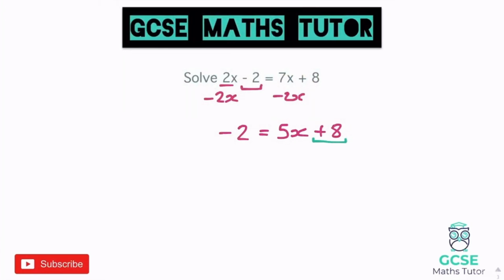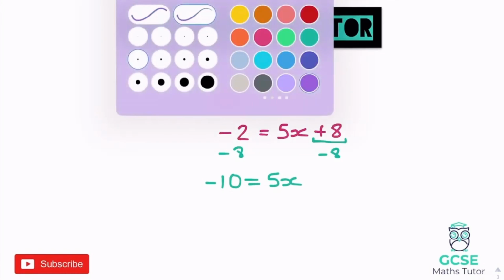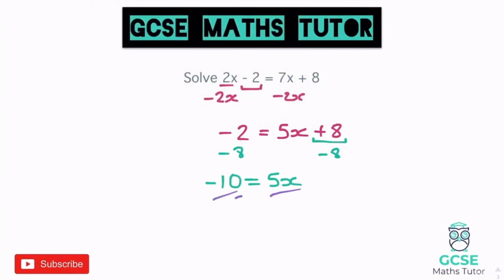So to get rid of a positive 8 there, we're going to subtract 8, and do that from both sides. Negative 2 take away 8 is negative 10, so negative 10 equals 5x. And then finish it off just like normal, we're going to divide by 5. So divide by 5, negative 10 divided by 5 is negative 2, so negative 2 equals x. Okay, and it doesn't matter which way it's written around, we can just rewrite that if you want, x equals negative 2. And there's our final answer there.